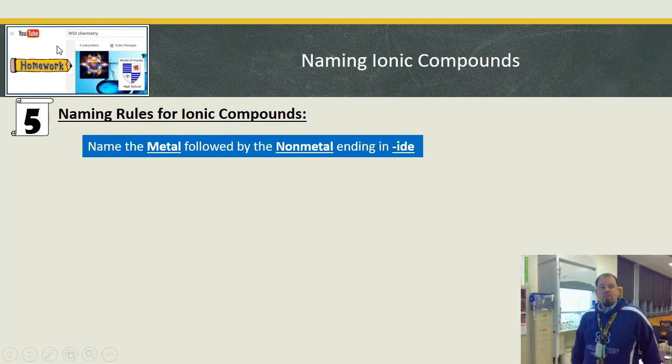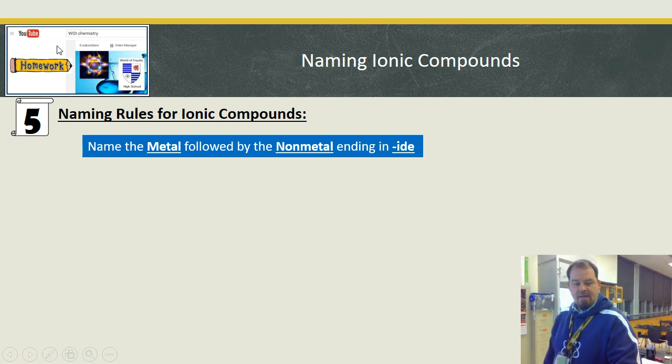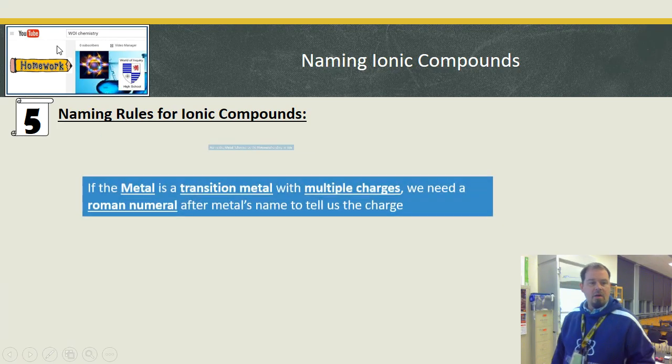Here we go. So it's always a metal and a non-metal. So the name is going to be metal, followed by the non-metal ending in "ide." So classic ones: sodium chloride. Metal, sodium; chlorine, non-metal, ending in "ide," sodium chloride. I would sprinkle a little of that on my French fries.